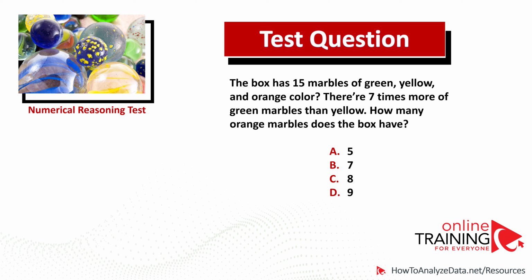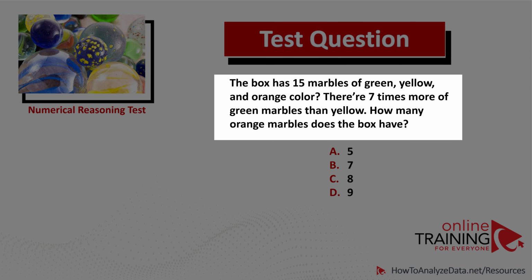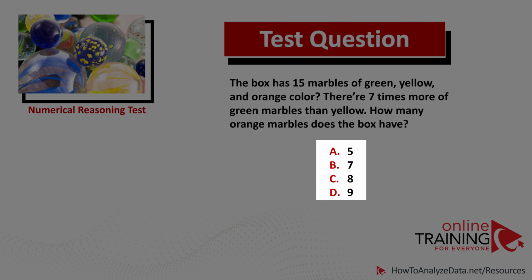Let's look at the tricky question, which requires common sense and analytics to get solved. The box has 15 marbles of green, yellow, and orange color. There are 7 times more green marbles than yellow. How many orange marbles does the box have? And you have 4 different choices. Choice A, 5. Choice B, 7. Choice C, 8. And choice D, 9.